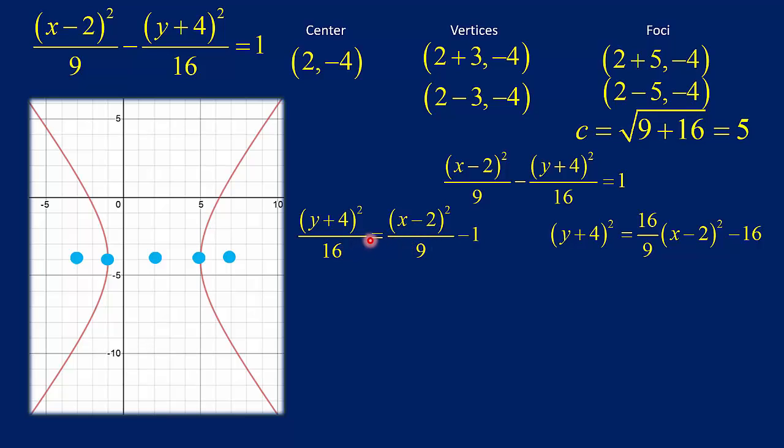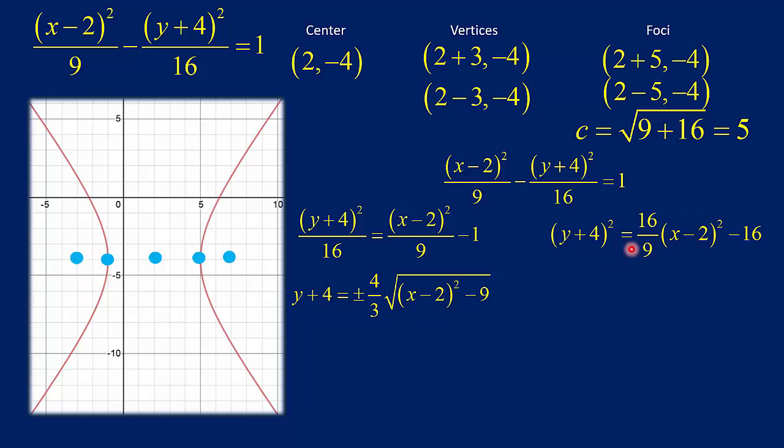Then I multiply both sides by 16. See? So that's what I got here. Just multiplied through by 16. Now, I want to take the square root on both sides. Now, if I take the square root on this side, here's what I did.